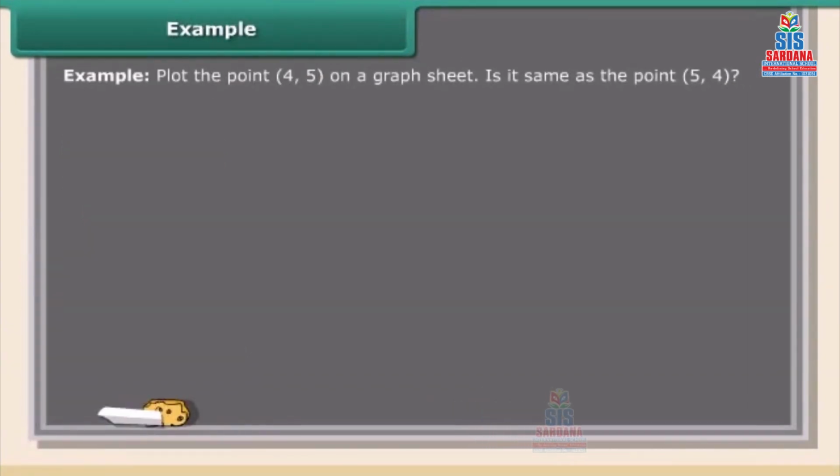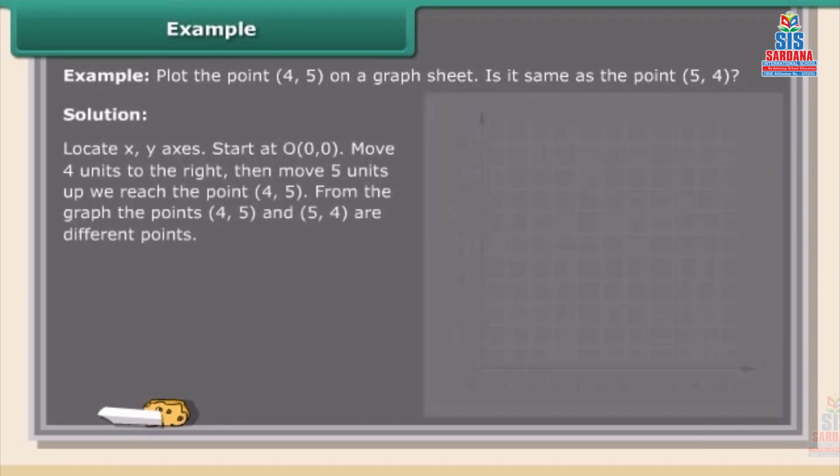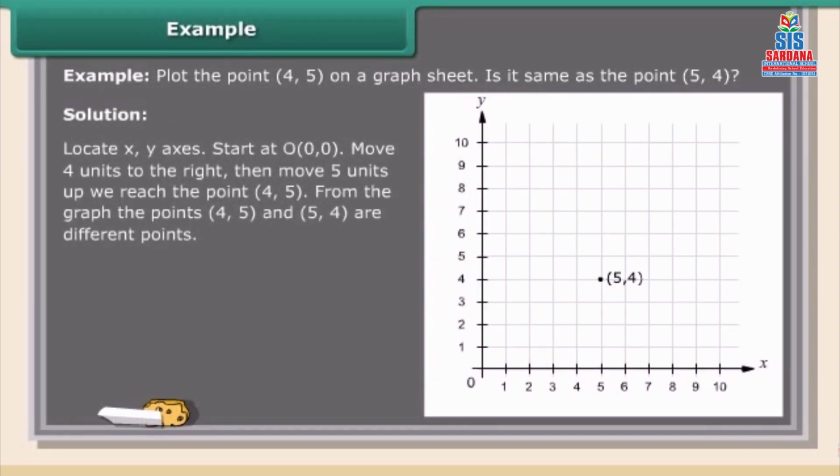Example. Plot the point (4, 5) on a graph sheet. Is it the same as the point (5, 4)? Solution. Locate the x and y axes. Start at O (0, 0). Move 4 units to the right. Then move 5 units up, we reach the point (4, 5). From the graph, the points (4, 5) and (5, 4) are different points.